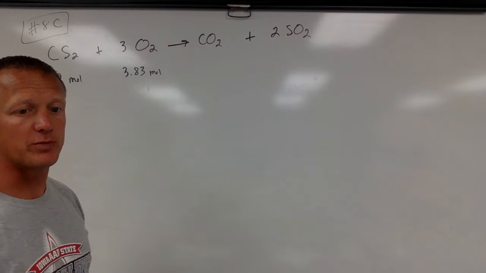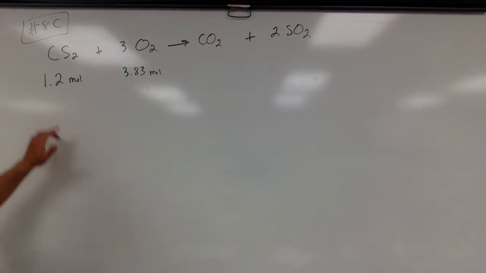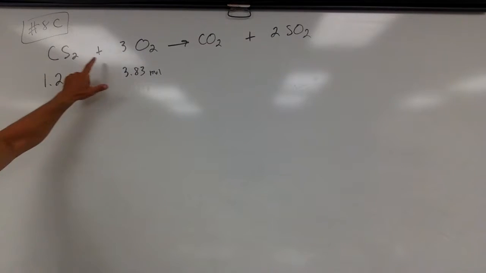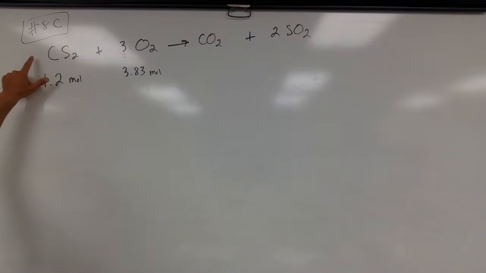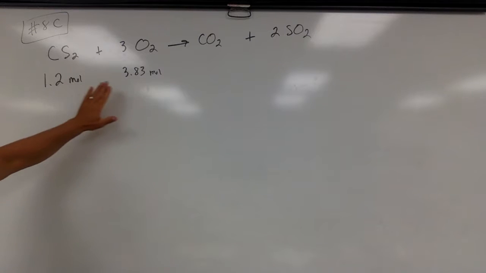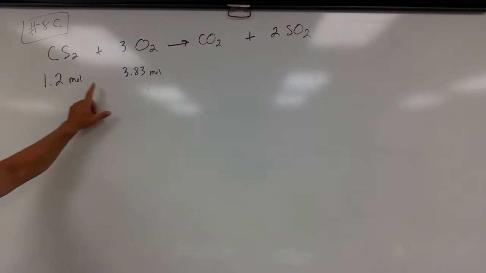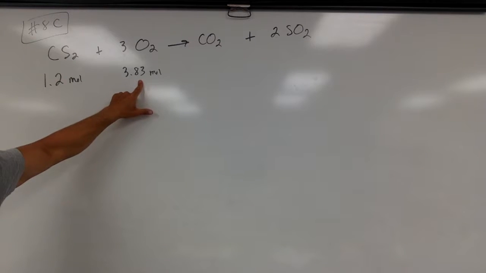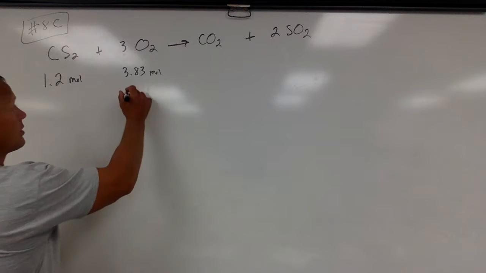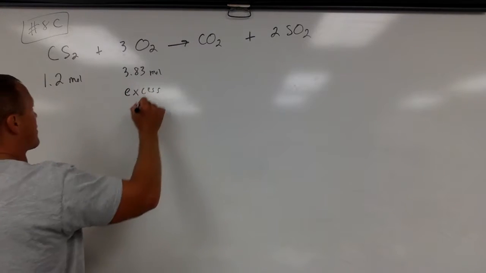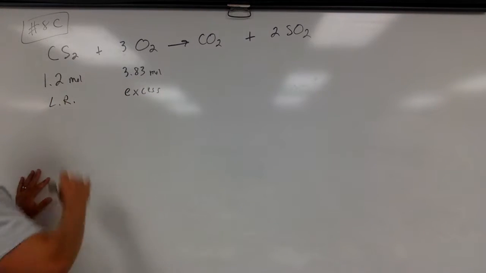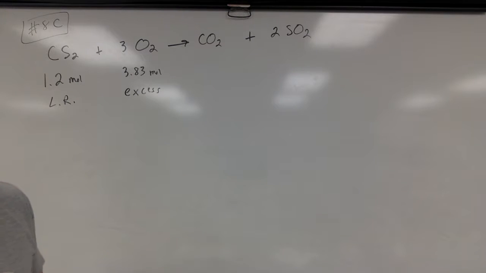And I think we can just do this by looking at it. Look at the ratio that we need. Oxygen needs to be 3 times bigger than CS2. So we can kind of look here and go, well, is this 3 times bigger than that? This times 3 is 3.6. So that is more than 3 times bigger. So that means this must be excess. It's more than 3 times larger. So that's our excess. That's our limiting reactant in that case.